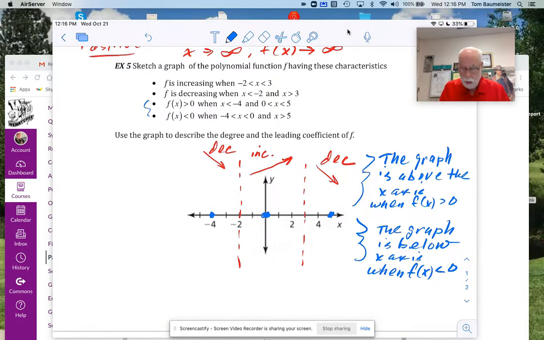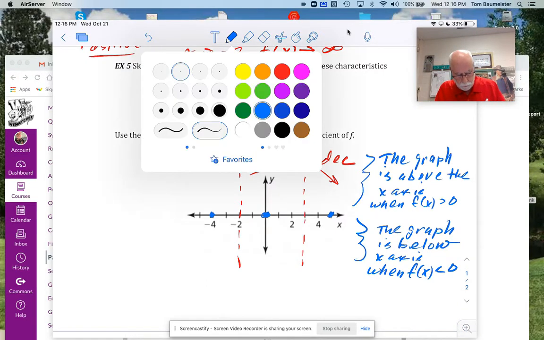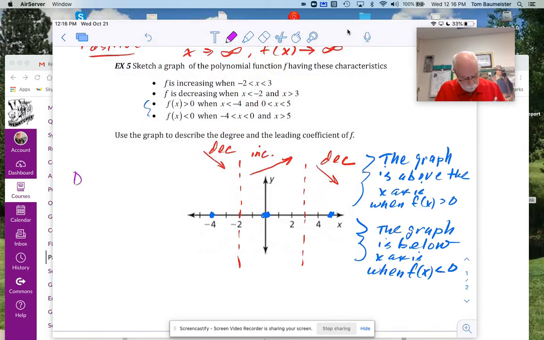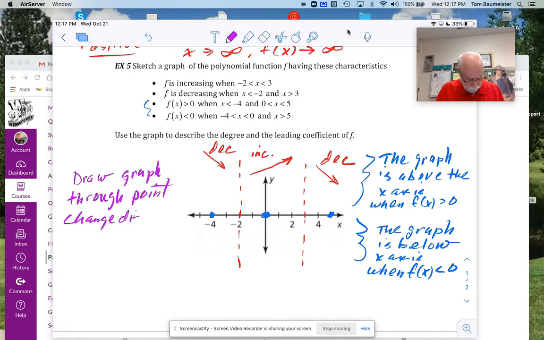So I want you to draw, let me put purple here. Draw a graph through the points, and then change direction at the dashed line.